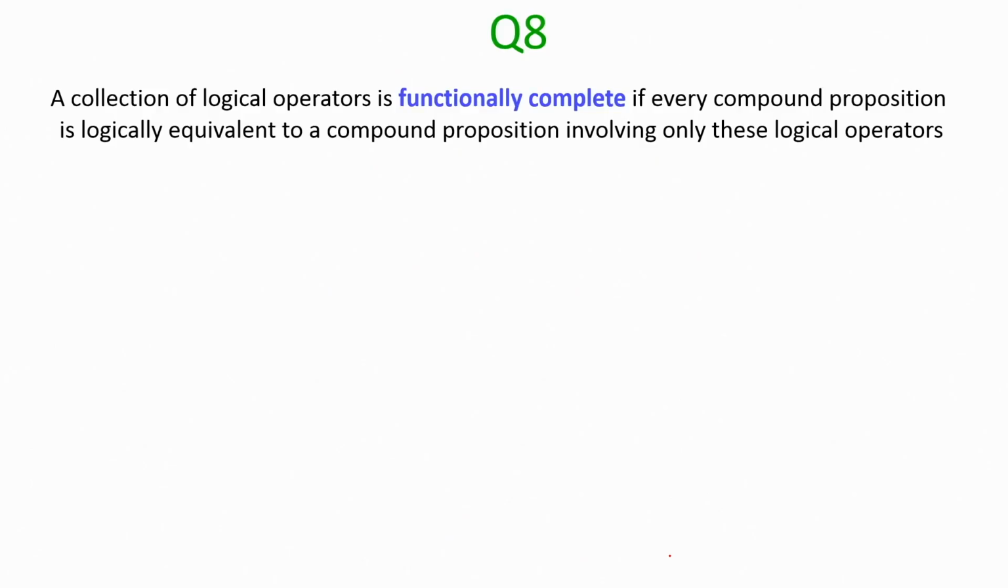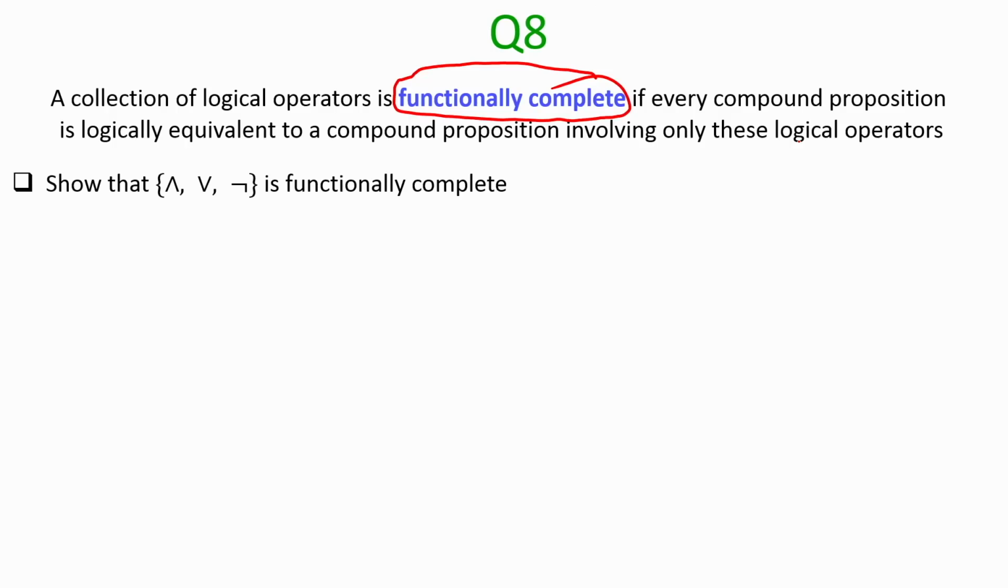So, we will start with question 8. In question 8 we are defining a functionally complete set of logical operators. If you are given a set of logical operators, we say it is functionally complete if every compound proposition can be converted into a logically equivalent proposition involving only the logical operators that are given in your collection. Okay. So, the first part of question 8 asks you the following.